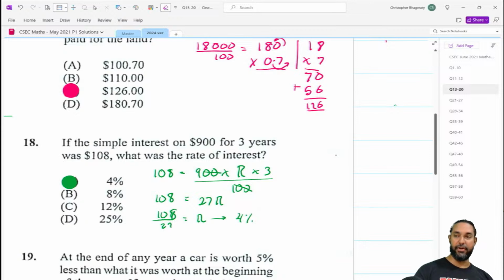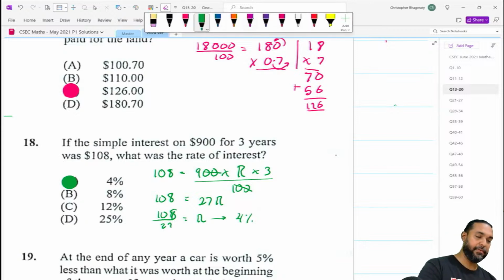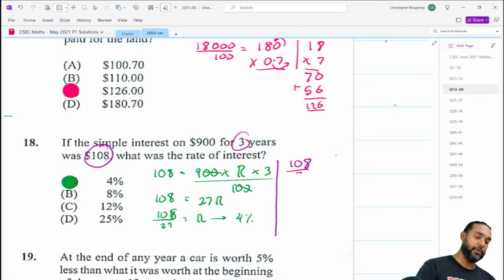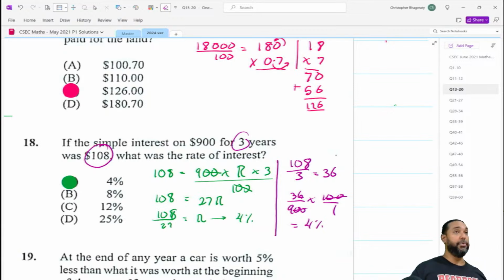The other way is even longer, so should I bother with it? No, the other way is to say, okay, if I earned 108 over 3 years, if I divide by 3, I'll get the amount I earn every year. Then I could put that over 900 and work out the percentage. So the zeros cancel, and 9 into 36 goes 4 times. You get the same answer working a different way. So it's nice to have different tools in your arsenal, in case one way doesn't work.